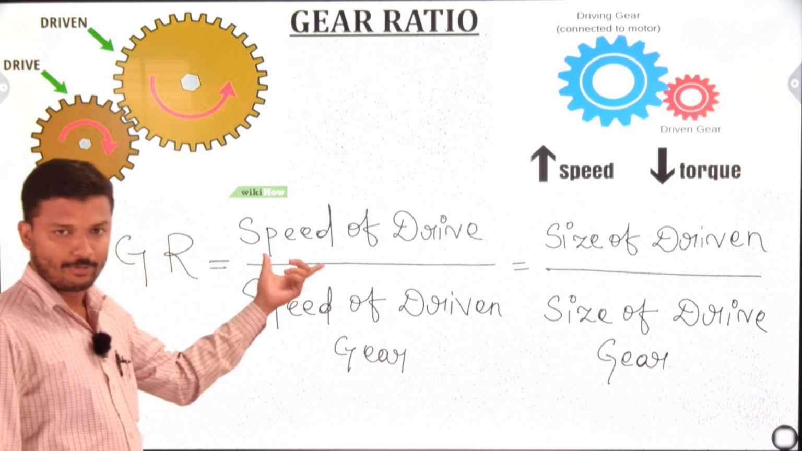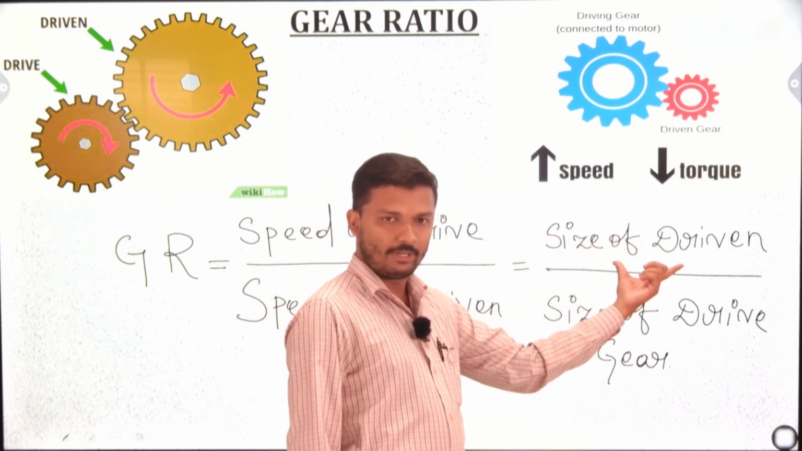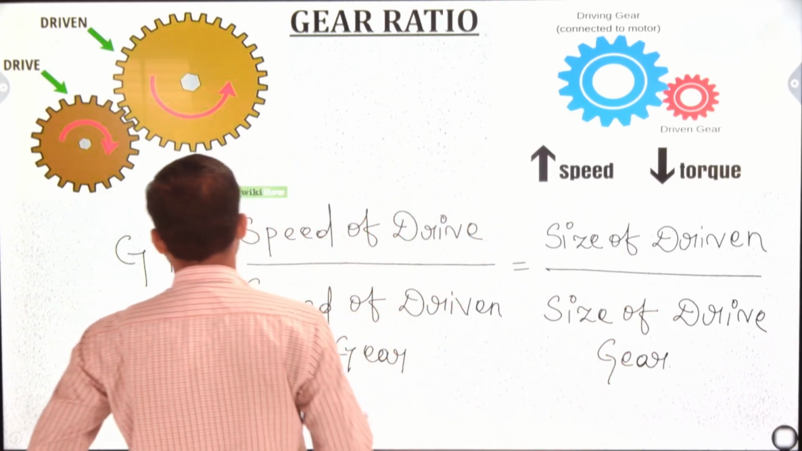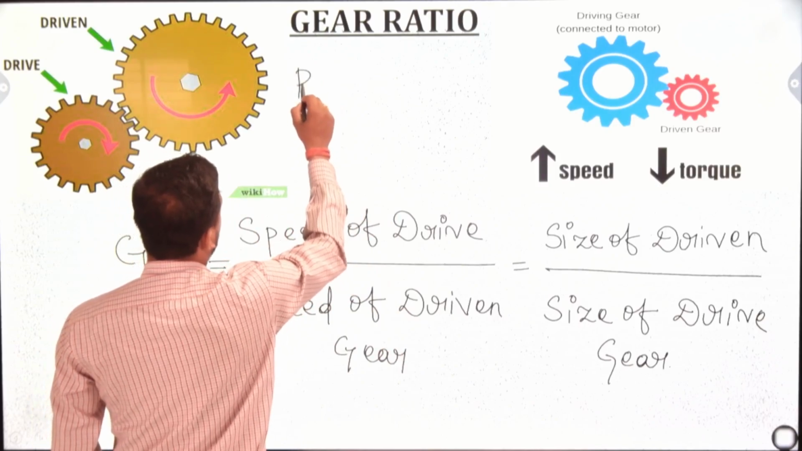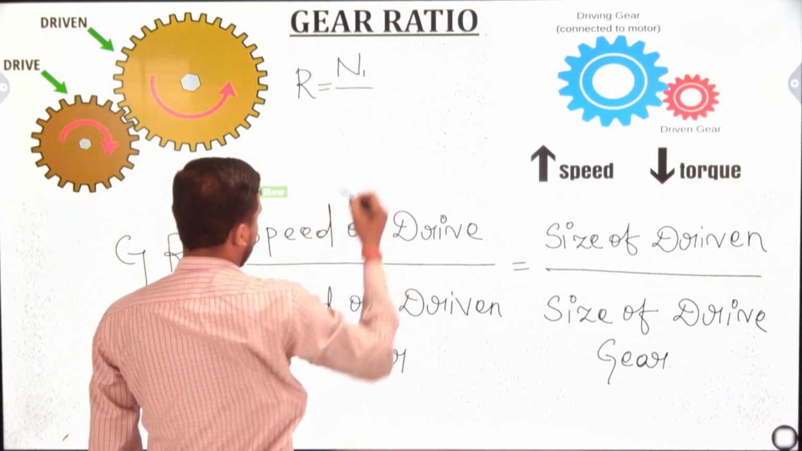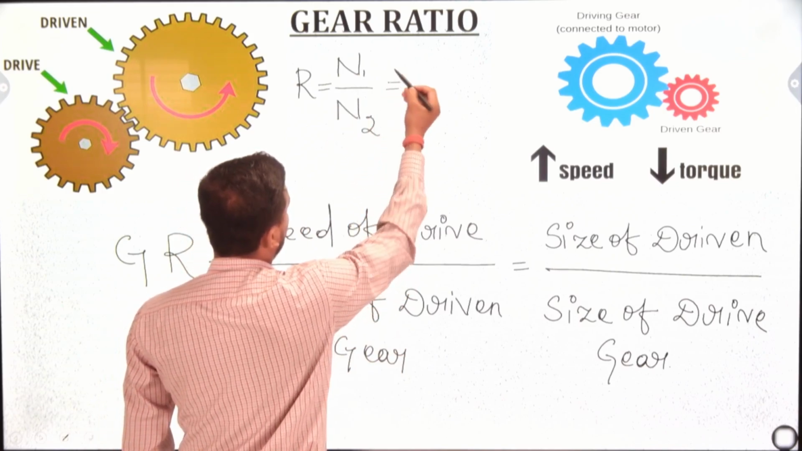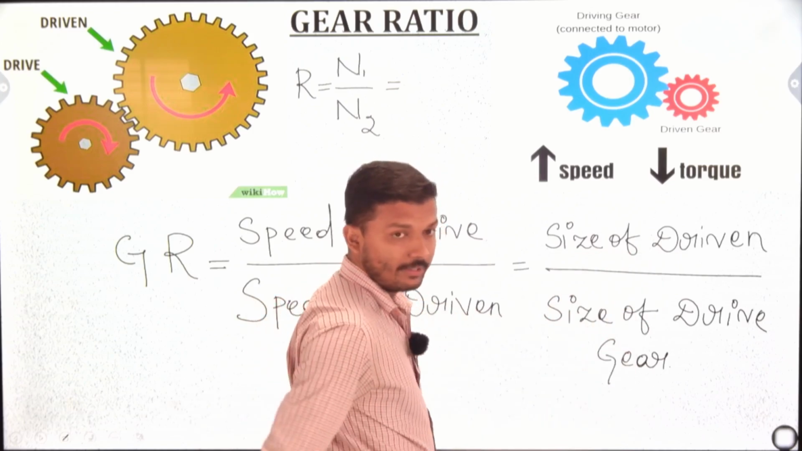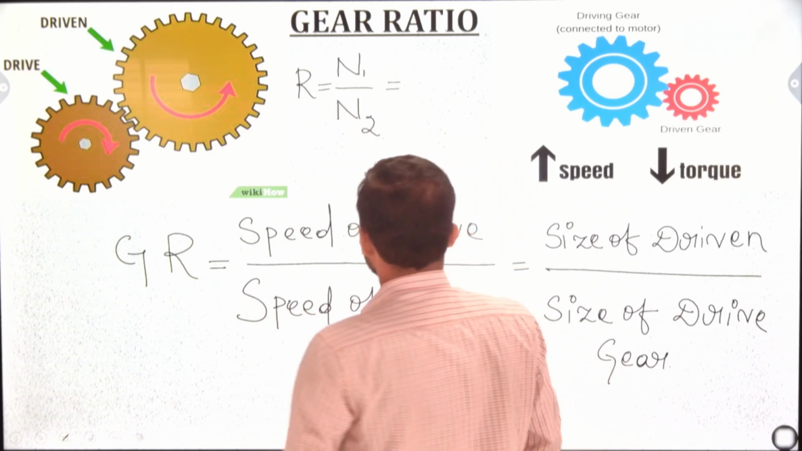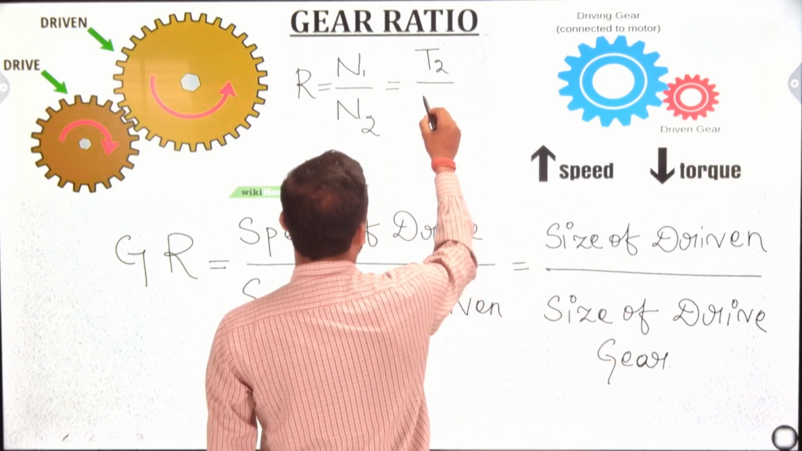It is the speed of the drive to the speed of the driven gear, equal to the size of the driven gear to the size of the drive gear. In symbols, the ratio is equal to: take the speed of the drive as N1, the speed of the driven gear as N2, that is also equal to the size of the driven gear, which is the number of teeth, T2, by the size of the drive gear, T1.